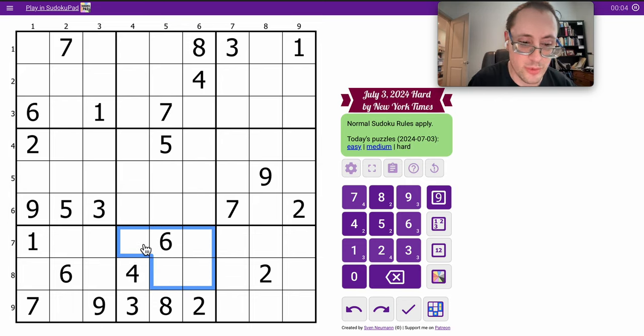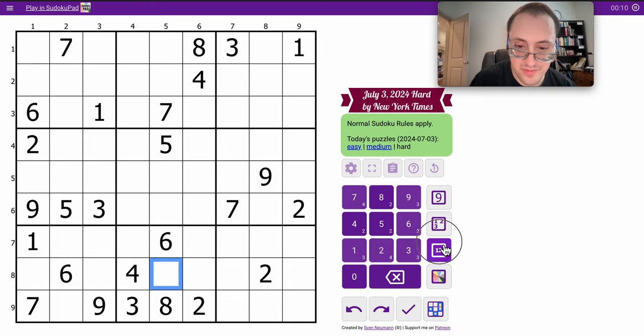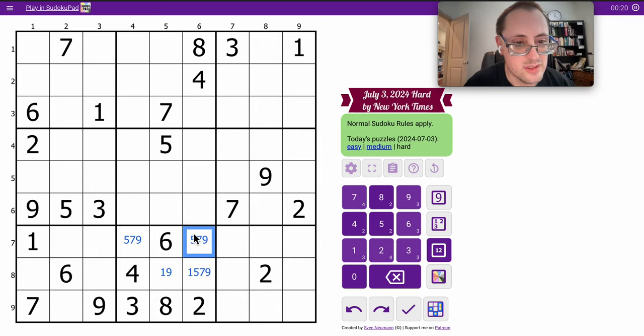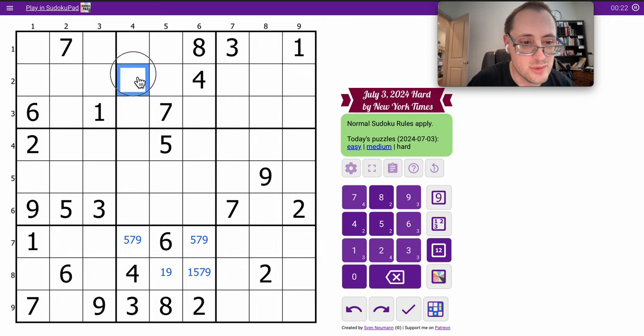I will try a different approach. In box 8, I've got 2, 3, 4, 6, 8. I need 1, 5, 7, and 9. To finish, two ones, put a 1 here.